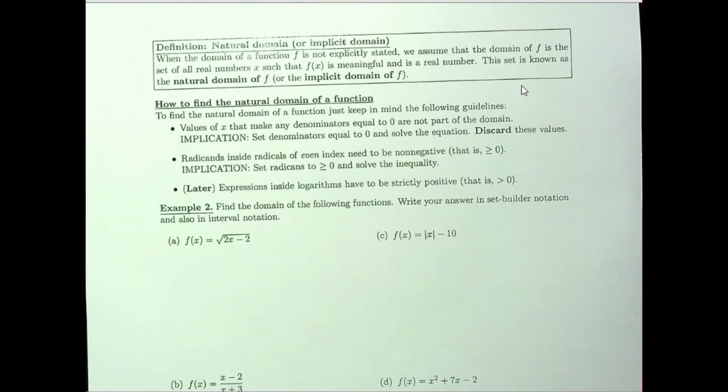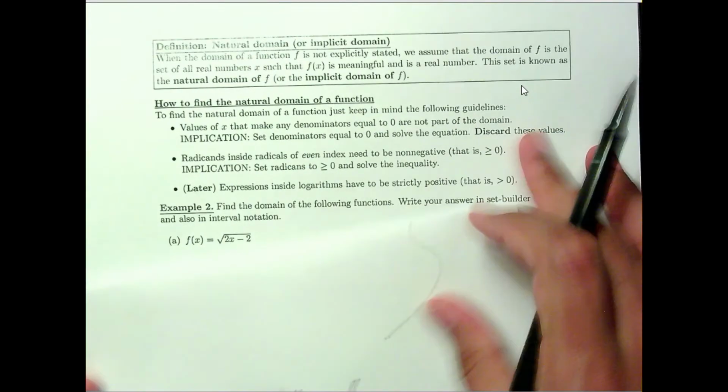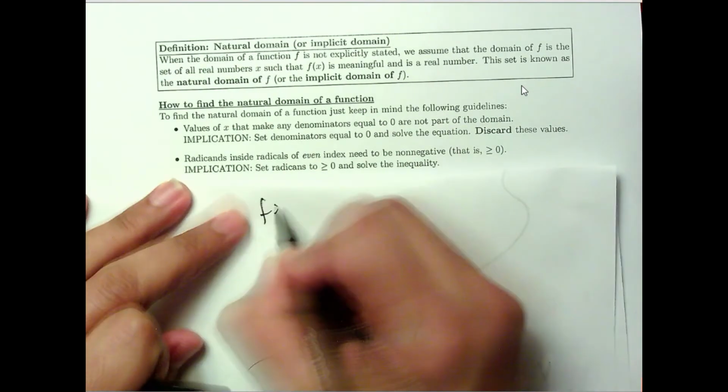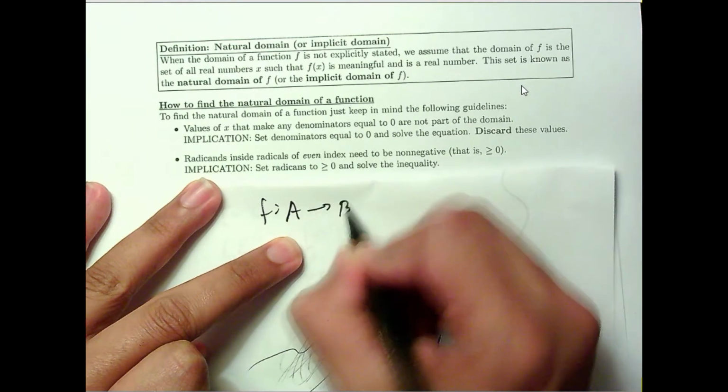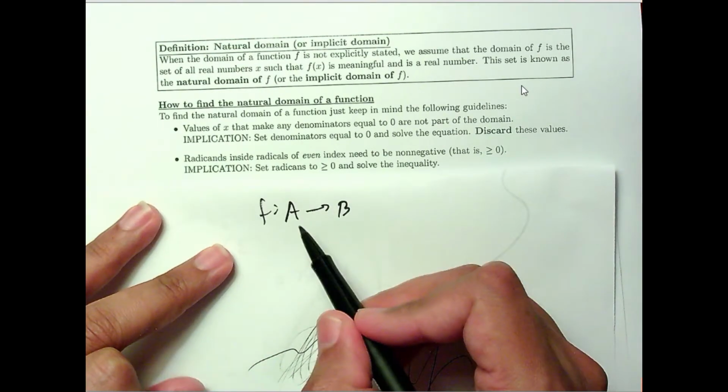Okay, now let's talk about how to find the domain of a function when it is not explicitly stated. Sometimes if they give you a function, they might give you the domain of the function explicitly. When they mean to give you the domain explicitly, they're going to write it out just like this. Remember that the notation for the function is a function from A to B, right? When they write it like this, they're giving you the domain explicitly.